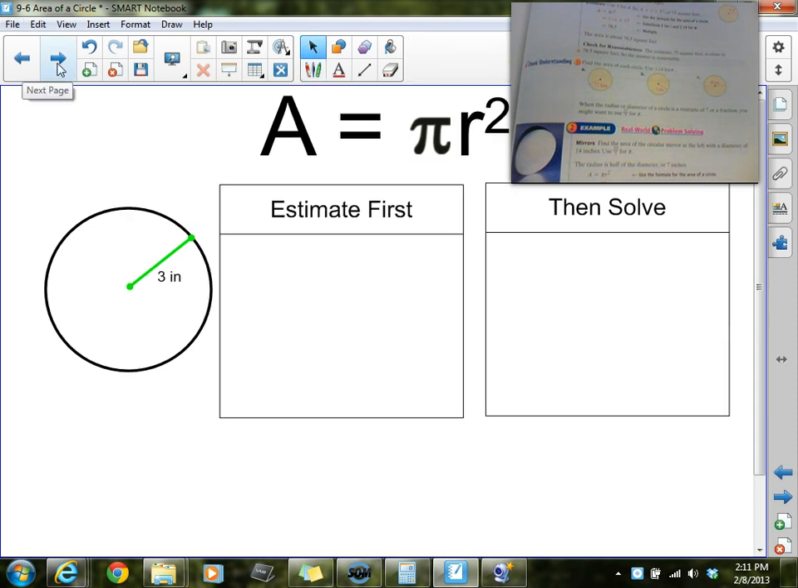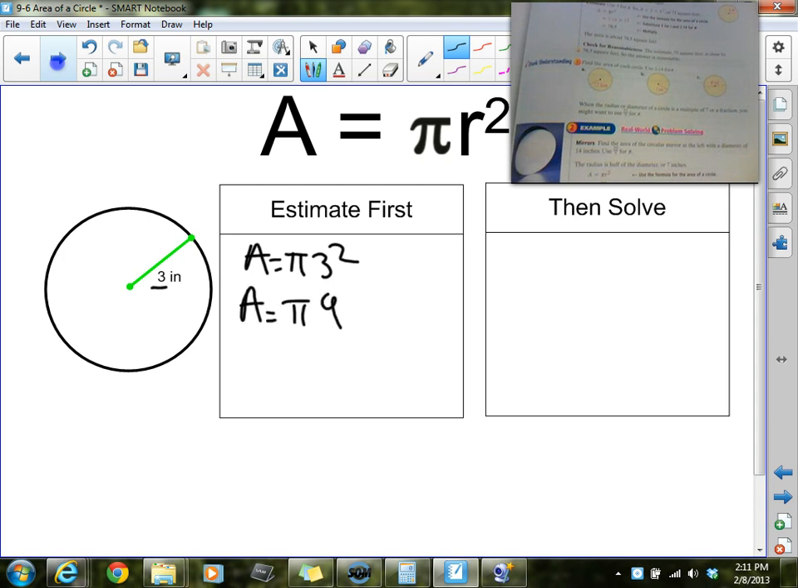Now let's do one more that is very similar to that one. We're going to use another circle with a radius of 3 inches. First of all, I'm going to estimate. So my area is going to be A equals pi times 3 squared. Well, 3 squared is 9, because 3 times 3 is 9. So area equals pi times 9. And 3 times 9 is going to be 27. So my estimate is going to be around 27.